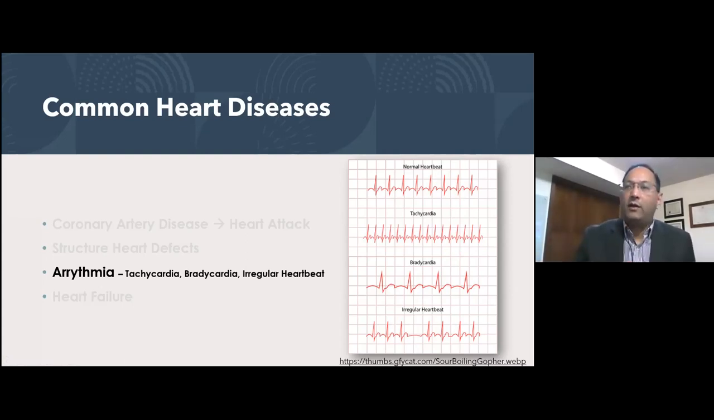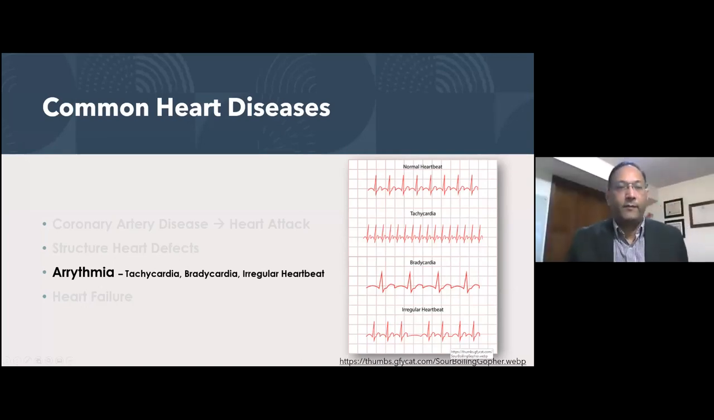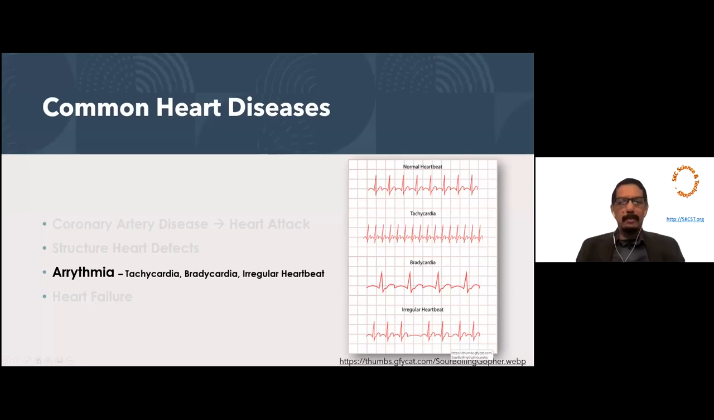Then there are irregular heartbeats. There's no pattern. It could arise at any chamber of the heart, and that gets really complex. Could be congenital also, right? Yeah, that could be congenital also. But it's an electrical side of the issue.